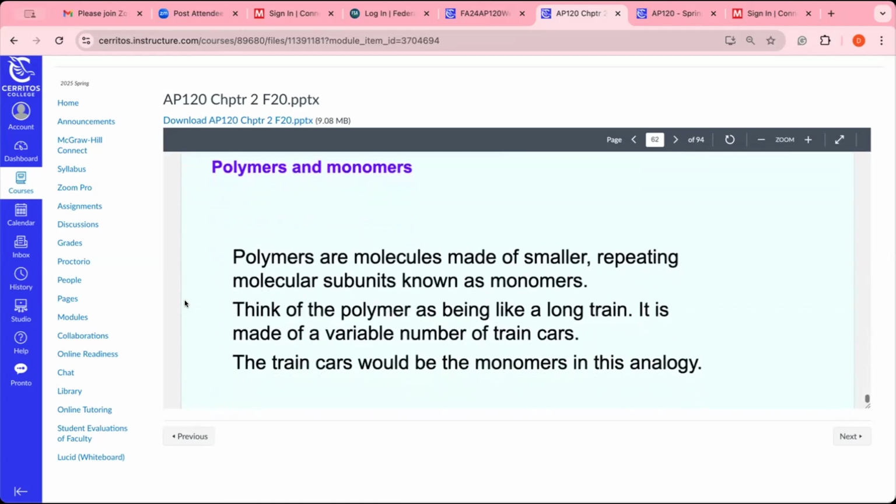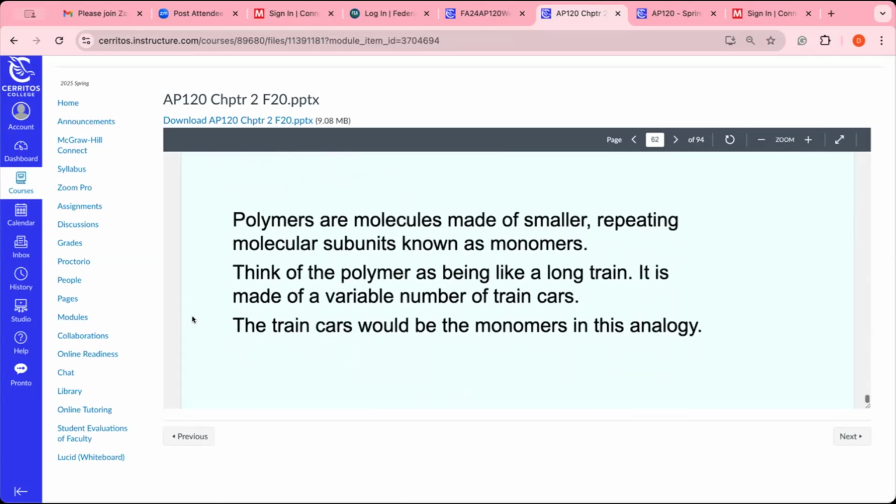Polymers and monomers. Polymers are molecules made of smaller repeating molecular subunits known as monomers. Think of the polymer as being like a long train. It's made up of a variable number of train cars. The train cars would be the monomers in this analogy.